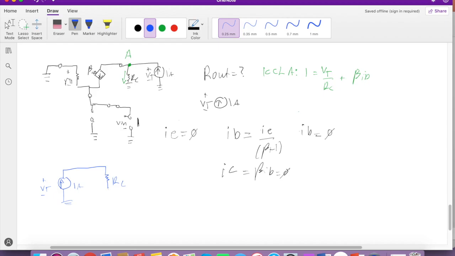And from here we can easily find that the voltage is simply going to be RC, since V equals IR, and we know the current is equal to 1, so we see that VT equals RC. And remember, since R out is VT multiplied by 1, R out is simply RC.